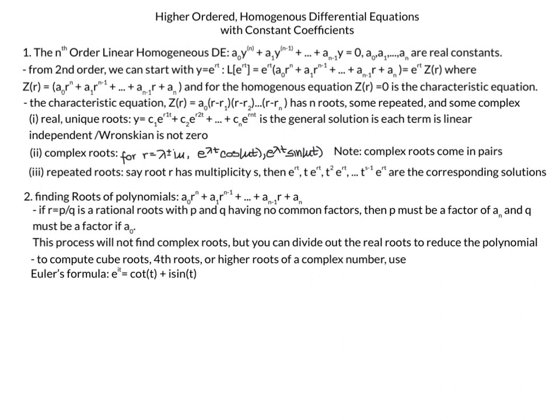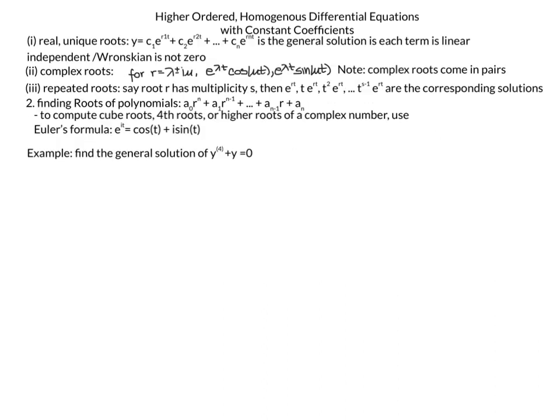If we need to compute cube, fourth, or higher roots of a complex number, we're going to use Euler's formula, e to the it is equal to cosine t plus i sine of t. Our example problem is y to the fourth plus y equals 0. The corresponding characteristic equation is r to the fourth plus 1 equals 0, which is the same as r to the fourth is equal to negative 1. So that involves finding the fourth root of negative 1.